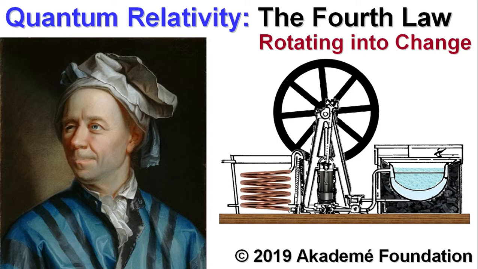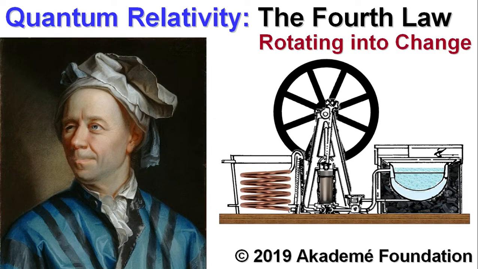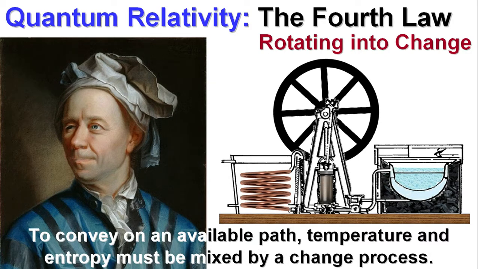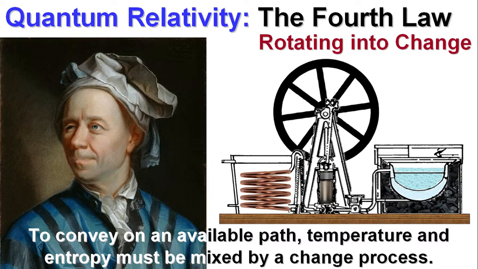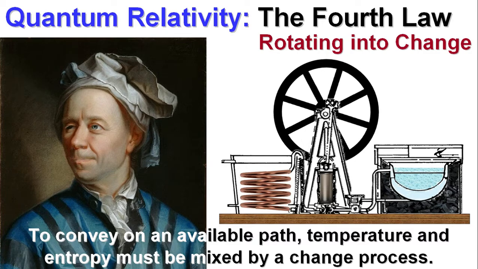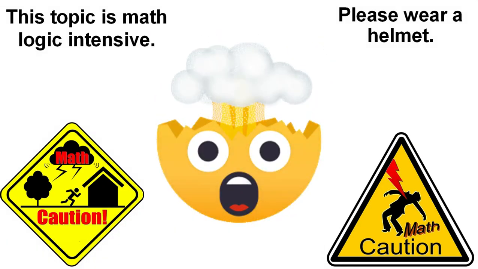Academy Foundation presents the fourth law. The first three define an object, apply energy, and redistribute things in time. In the fourth law, to convey on an available path, temperature and entropy must be mixed by a change process. Warning, this topic is math logic intensive. Please wear a helmet.